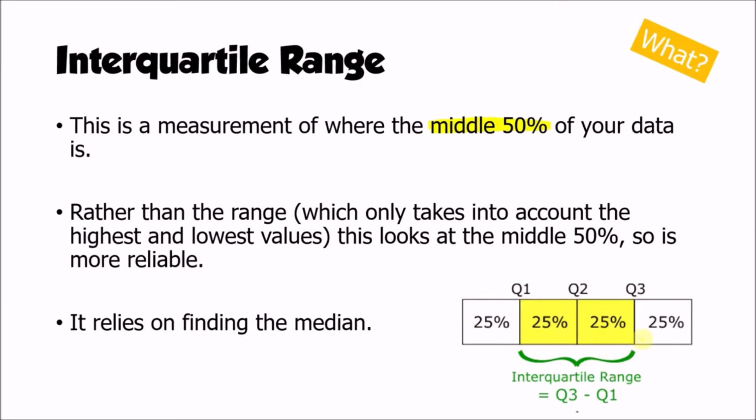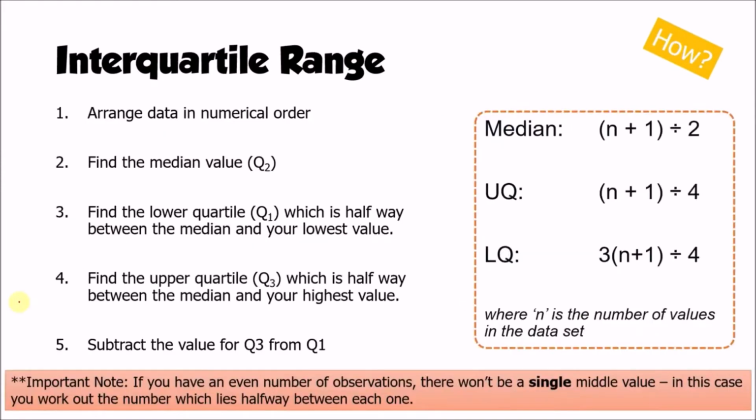And if we can find where those boundaries are, we know our middle 50% lies in between the two. There are a couple of different ways that we can calculate the interquartile range. One of them simply involves counting in from either end of our set of data, and one of them involves the little equations that we've got on the right hand side. I'll talk you through both of those and I'll show you an example in just a second.